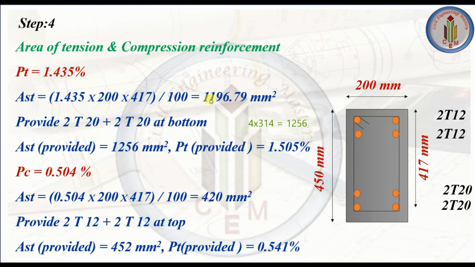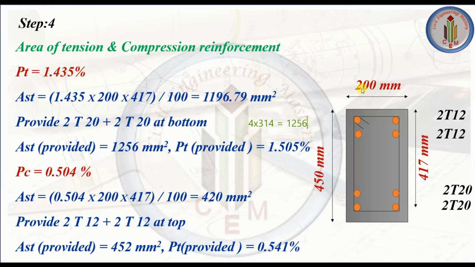So the required area is this much and the provided area is this much. Always keep it in mind: you have to provide an area which is more than the required area. Here you may have a doubt: why, instead of providing 4 bars of 20 mm dia, are you splitting into 2 bars of 20 mm dia plus 2 bars of 20 mm dia?